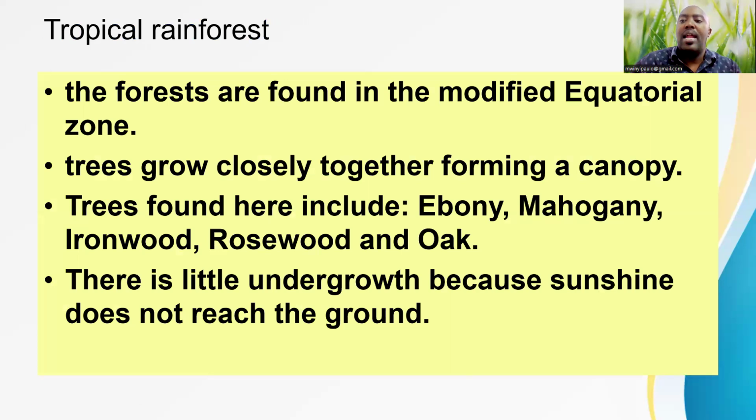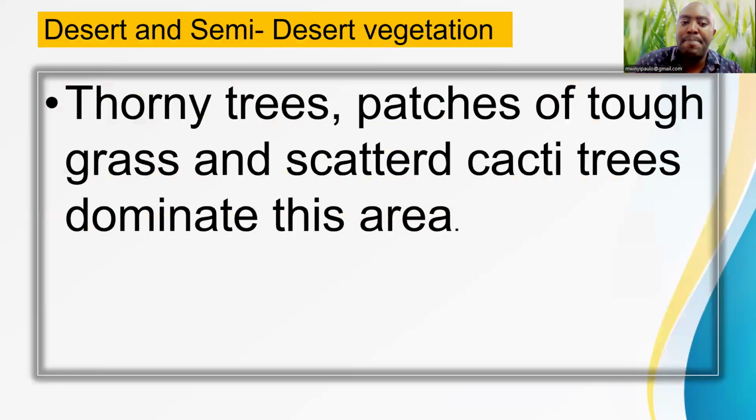Next, let's look at tropical rainforest. Now, the forests are found in the modified equatorial zone. Trees grow closely together, forming a canopy. Trees found here include ebony, mahogany, ironwood, rosewood, and oak. There is little undergrowth because sunshine does not reach the ground.